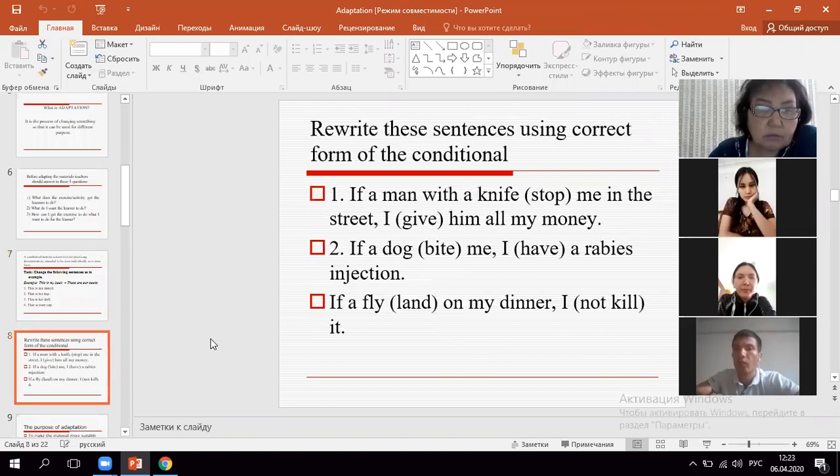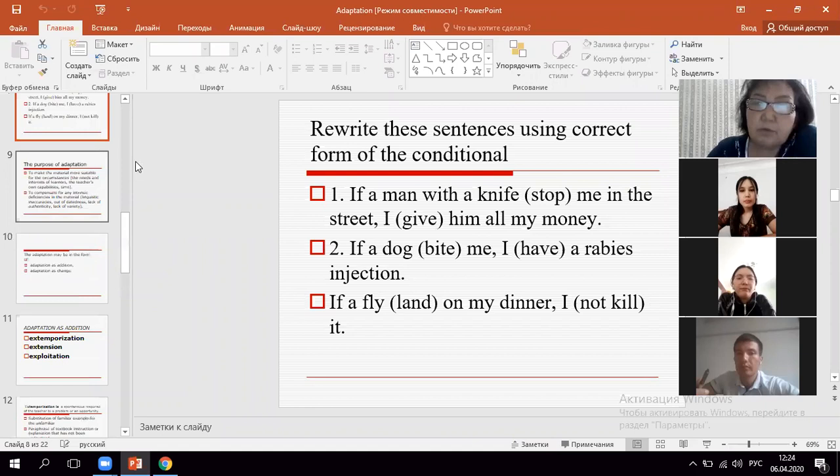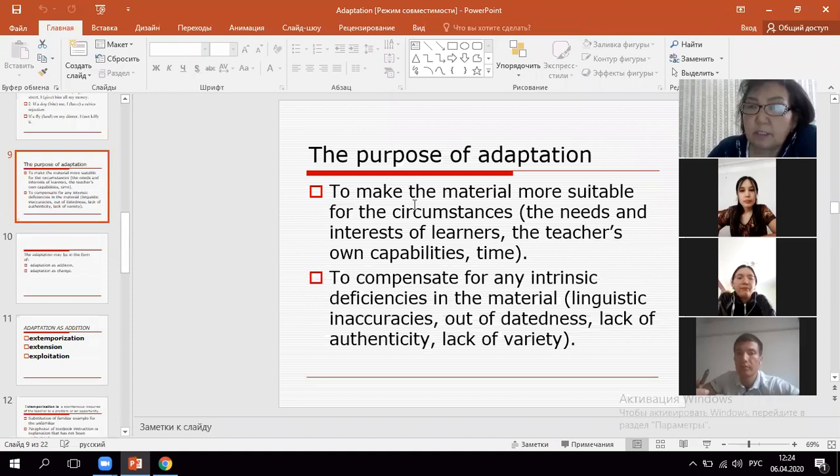Or one more task is, for example: rewrite these sentences using the correct form of the conditional. This is a typical exercise we usually have in our course books, yeah? For example, if a man with a knife, in brackets the verb stop, in infinitive form of the verb, and then we should change it using the correct conditional. Again, this exercise is given for structure. So when we have this kind of exercise, we want to change it. So what is the purpose of adaptation? There are two purposes of adaptation.